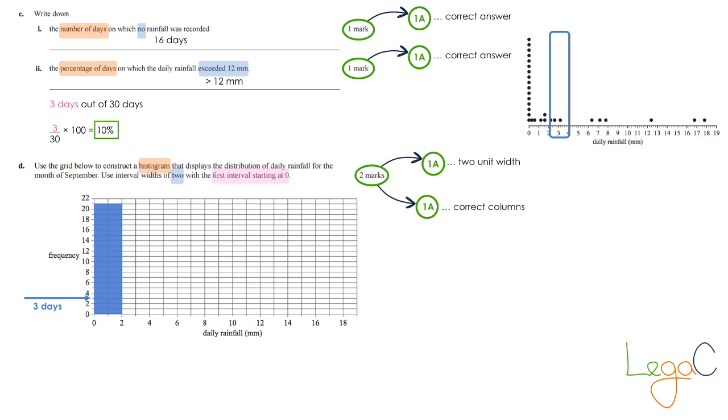Then we are going to look at the interval from 4 to 6. From 4 to 6, there are no dots, which means we are not going to have a column between 4 and 6.